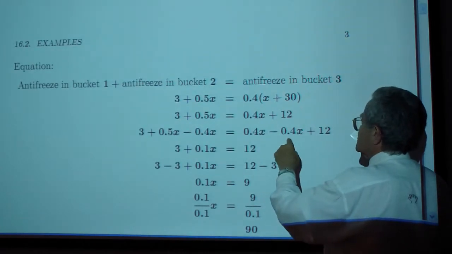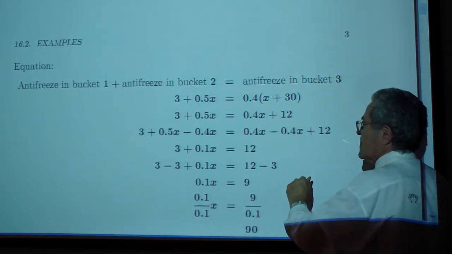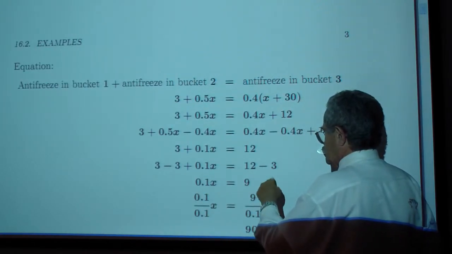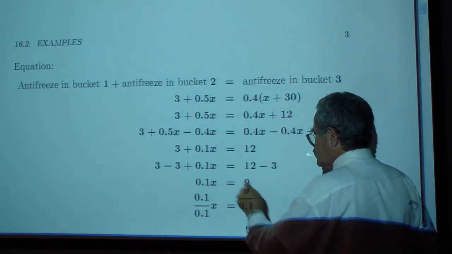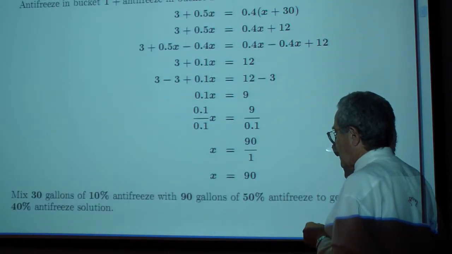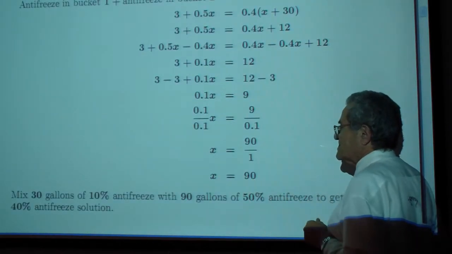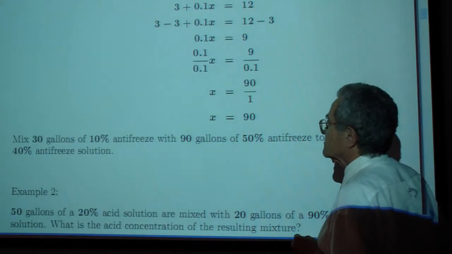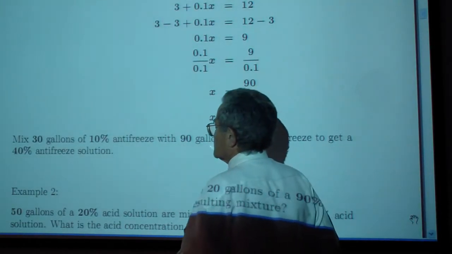Distribute, subtract 0.4x from both sides, combine like terms, subtract 3 from both sides, divide by 0.1, and you should be getting 90 gallons of antifreeze, or whatever x is.